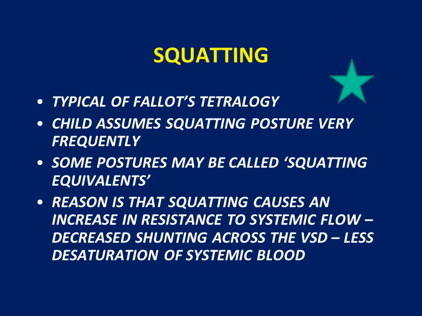Squatting, typical of Fallot's tetralogy. Child assumes a squatting posture very frequently. Some postures may be called squatting equivalents. The reason is that squatting causes an increase in resistance to systemic flow, decreased shunting across the VSD, and less desaturation of systemic blood.